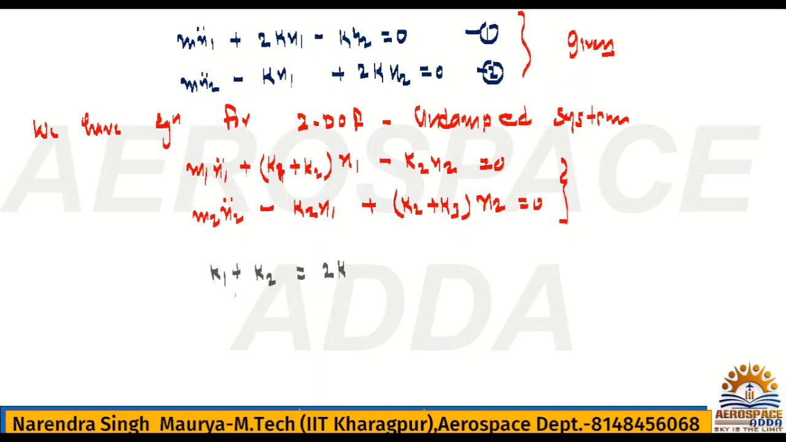Check. And instead of k2 plus k3, compare this, k2 plus k3, it is also 2k. Check, compare k2, k2 is nothing but k. And here k2 x1, okay, done. One more thing, m1. Check, m1 is nothing but m. Similarly, m2 is also m. Now your problem is solved.